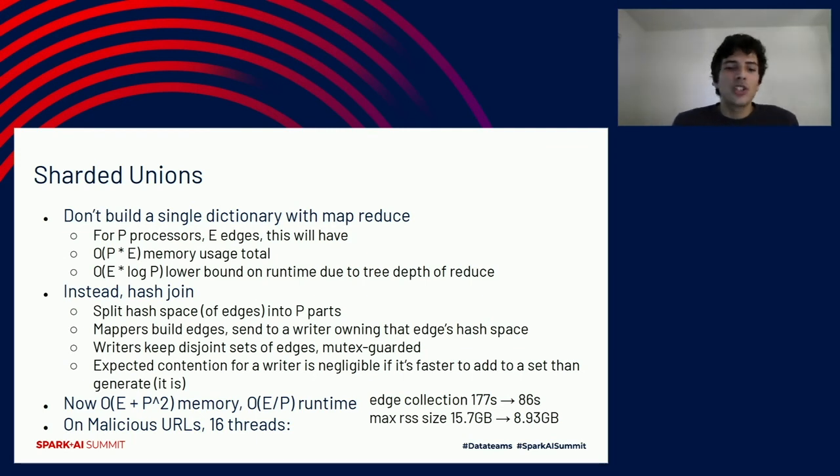And so you never actually end up using more than E memory. You need some memory for local buffers, but that's about it. And the runtime doesn't require a serial merge at the end. It actually perfectly parallelizes across the mappers. When we ran this in practice, we noticed dramatic reductions in the runtime and the memory consumption here on the URL dataset, which is actually the smallest dataset, and showing that this kind of approach improves over the tree reduce mechanism.